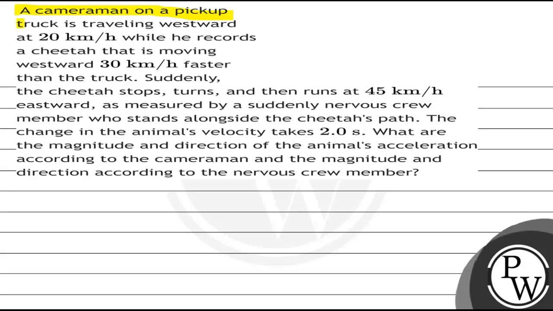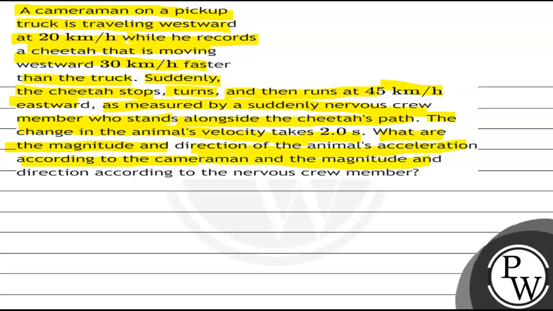A cameraman on a pickup truck is traveling westward at 20 km per hour, while he records a cheetah that is moving westward 30 km per hour faster than the truck. Suddenly, the cheetah stops, turns, and then runs at 45 km per hour eastward, as measured by a suddenly nervous crew member who stands alongside the cheetah's path. The change in the animal's velocity takes 2 seconds. What are the magnitude and the direction of the animal's acceleration according to the cameraman, and the magnitude and the direction according to the nervous crew member?